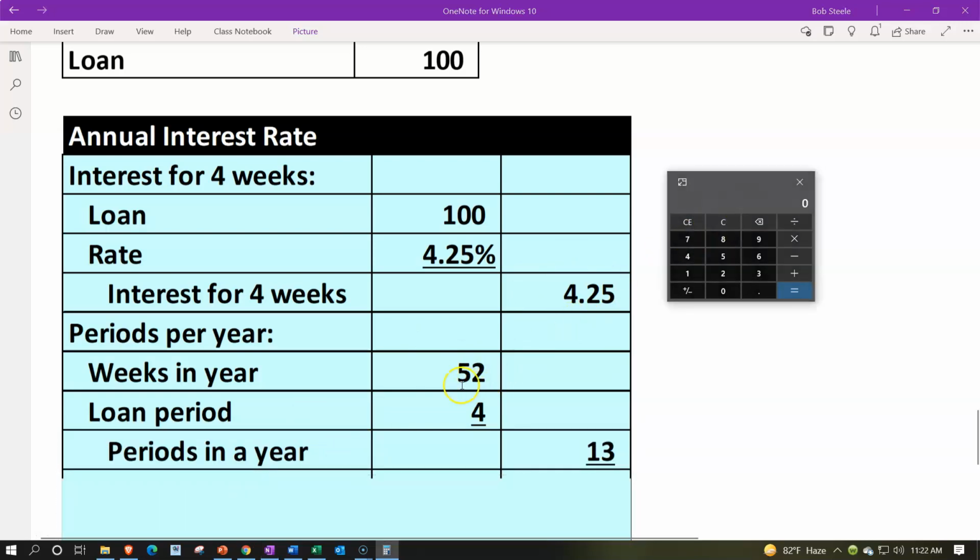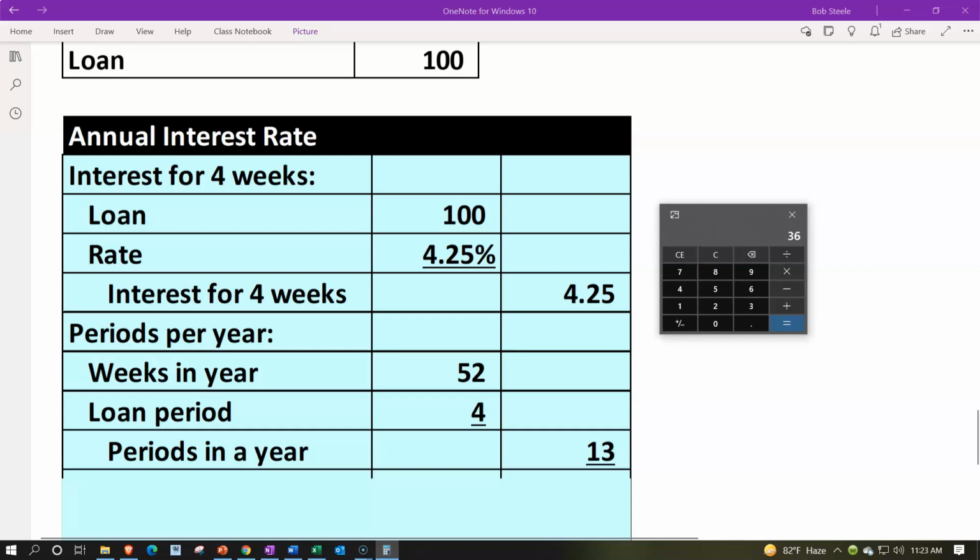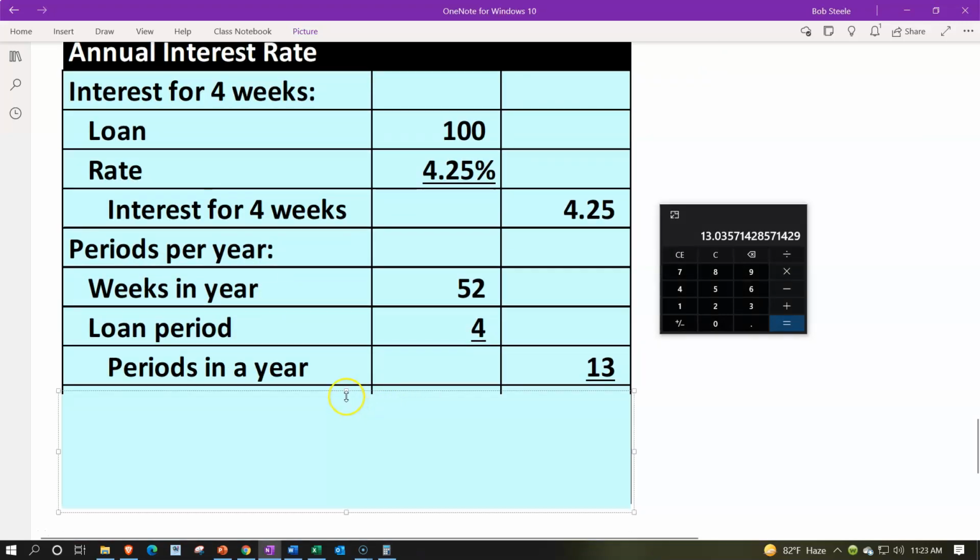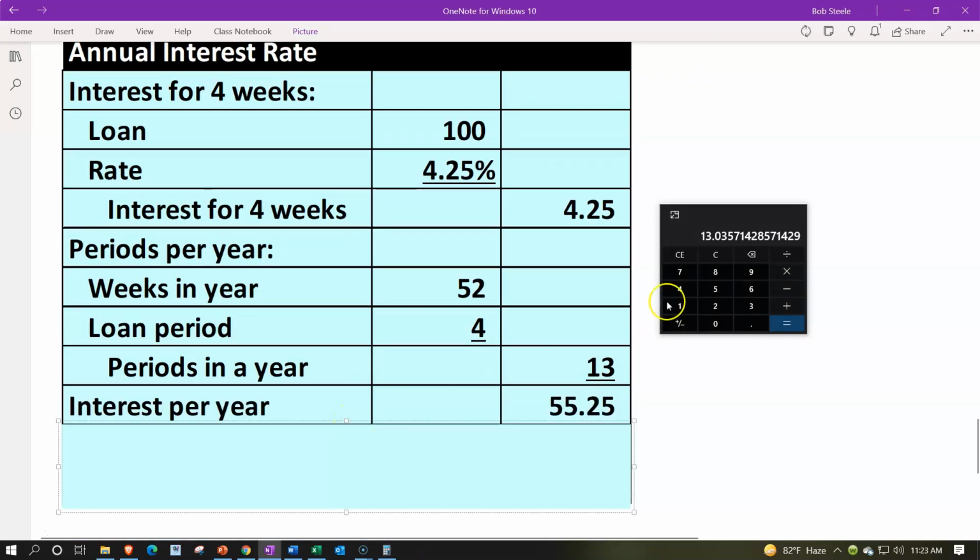Remember, you could represent this in days if you wanted to do it that way, possibly being a little bit more exact, which would be 365 days. And if it's 4 weeks times 7 days in a week, we're talking 28 days. So we're looking at 365 days in a year divided by 28, and that would give us around our 13 as well. And so then we got the interest per year.